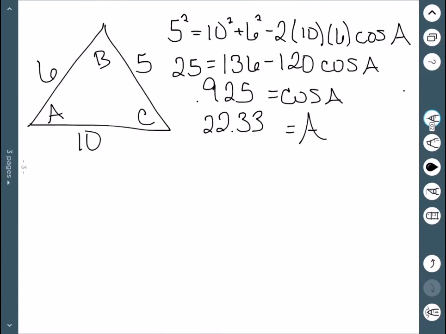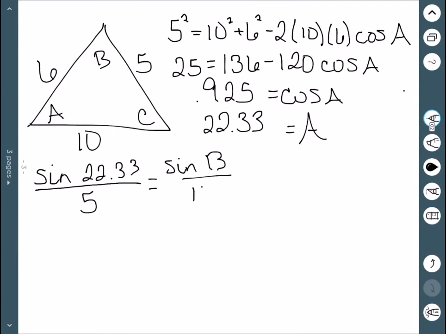We can now use the law of sines to say that sine of 22.33 over side a, which is 5, is equal to sine of b over 10. And if you work this out and solve it, you get that b is approximately 49.45 degrees.